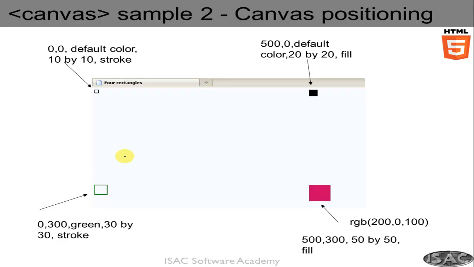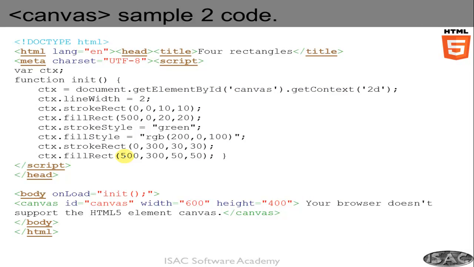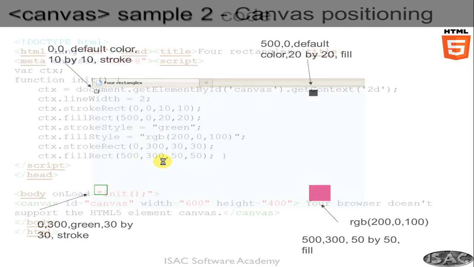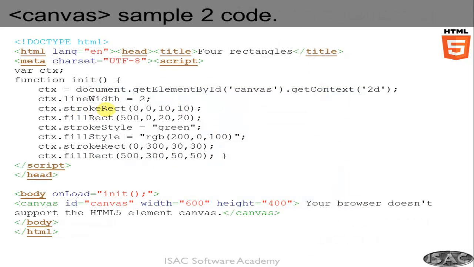Here is another example of how to use canvas to draw various squares in various parts of the HTML page. You can start the same way. The sample code for this one is in the next slide. Stroke rectangle has a different color. Every time you say stroke rectangle or fill style, fill rectangle, what is this? This is the XY coordinate, this is the width and height.